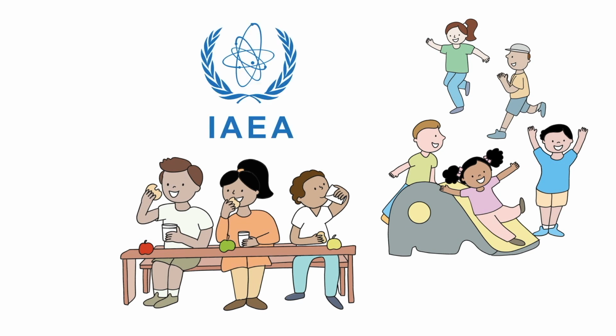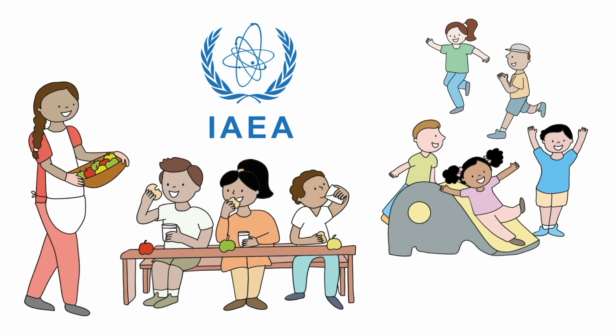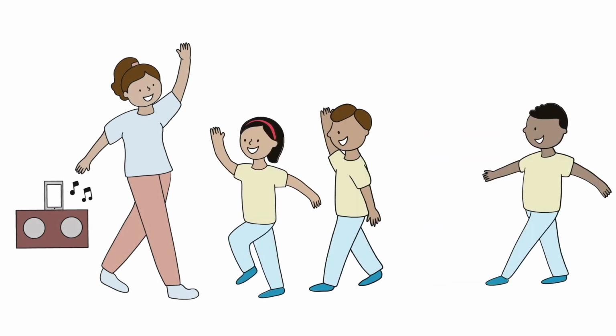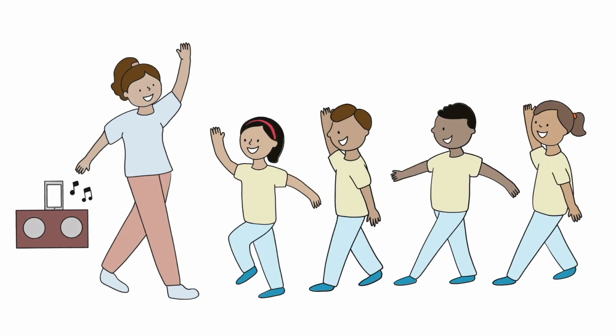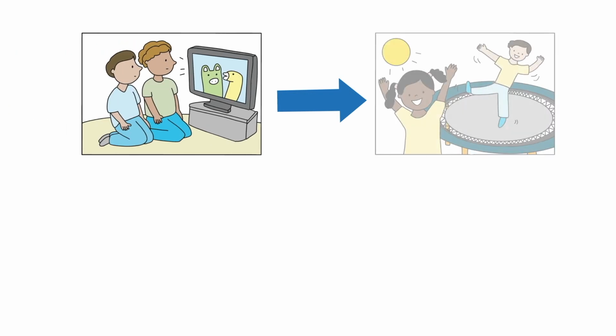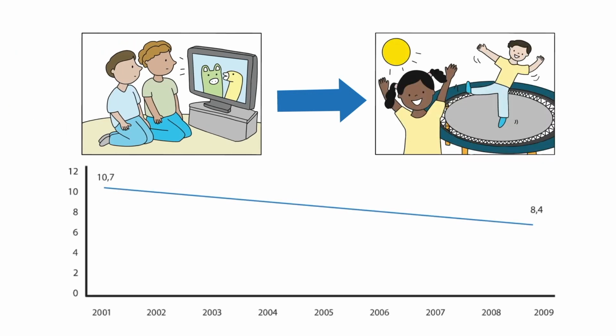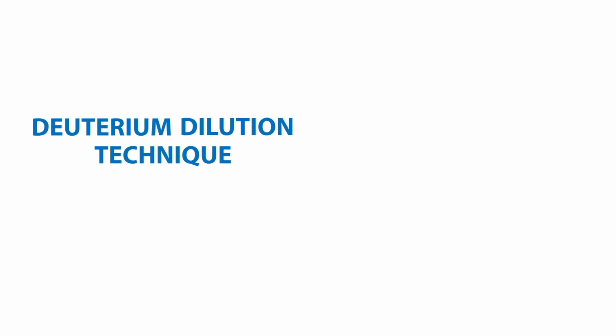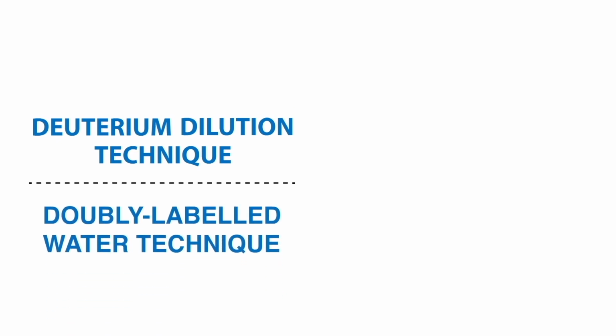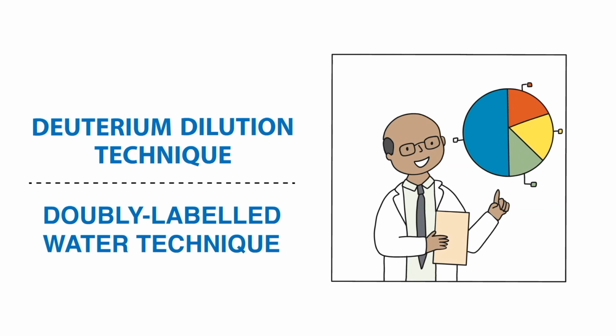The IAEA provided support through continuous evaluation of the impact of the program. The new curriculum was subsequently adopted by the Chilean national authorities. This contributed to a decrease in obesity rates from 10.7% in 2001 to 8.4% in 2009 among children attending daycare centers. In this project, deuterium dilution and doubly labelled water techniques provided important data that helped inform childhood obesity prevention programs.